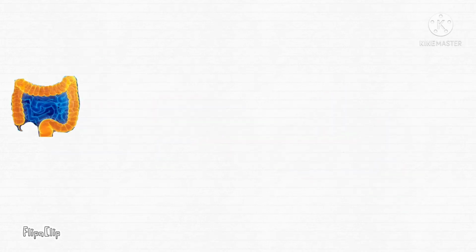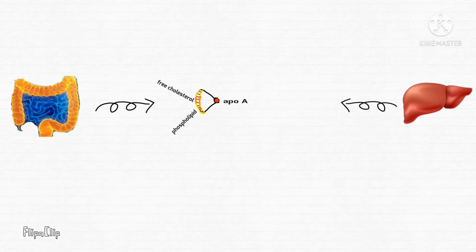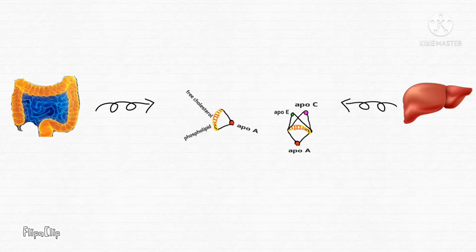So, HDL is formed in the intestine and the liver. Different from other lipoproteins, it is not formed as a spherical shape, it is formed as a disc shape, called nascent HDL, containing only ApoA and free cholesterol and phospholipids. The hepatic HDL contains additional apoproteins, the ApoC and ApoE. These apoproteins have important functions as we explained in the previous video.